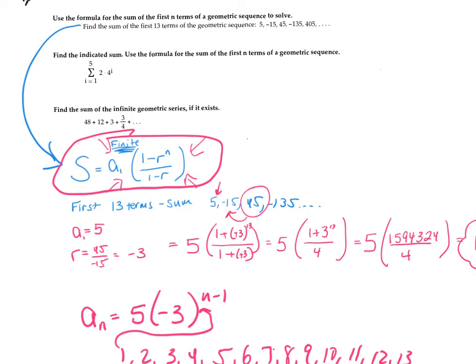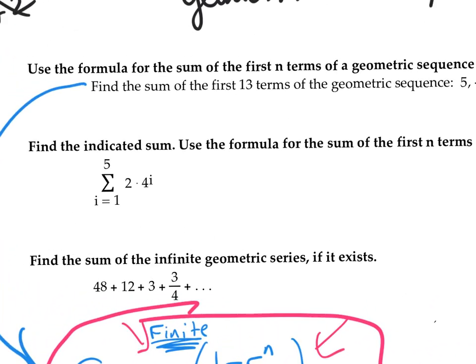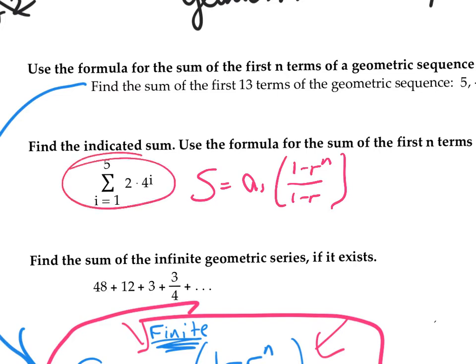All right, let's look at the next one. Find the indicated sum. All right, I'm going to use the formula again. I'm going to say sum is whatever that first term works out to be, and then I'm going to say 1 minus r to the n over 1 minus r. So here's my problem. They're saying take this expression, find the first 5 terms, add them all together.